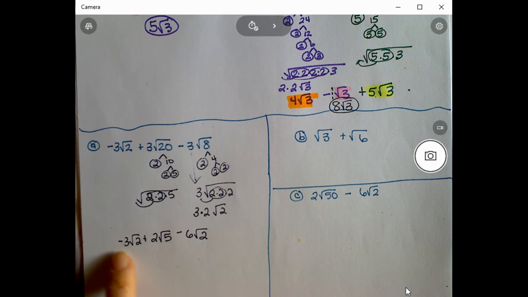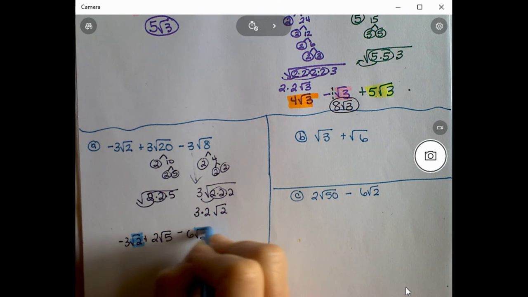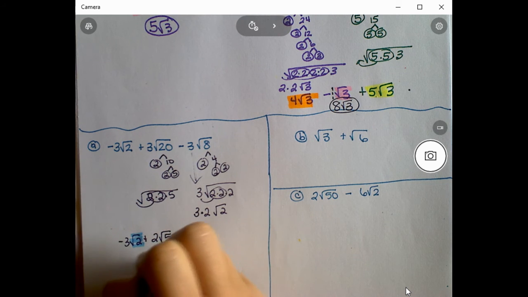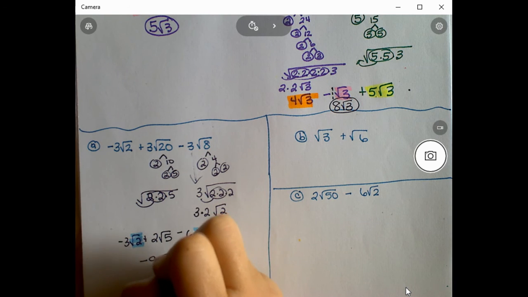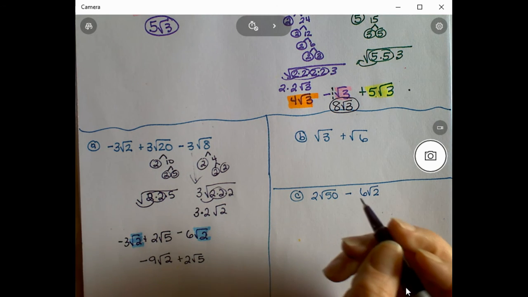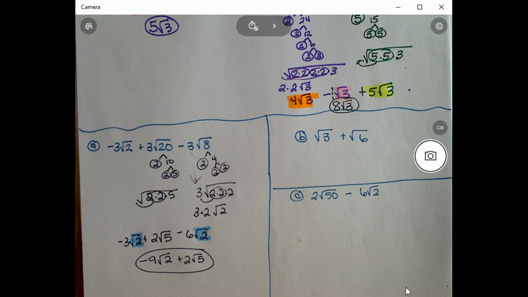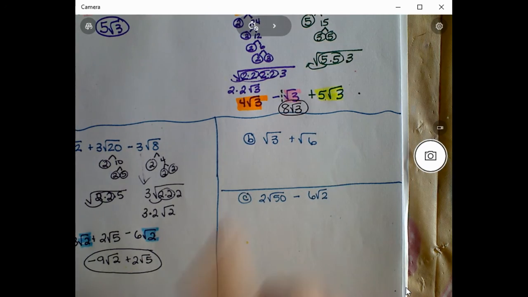All right, looking through these, which ones can we combine? We can combine the square root of 2 and the square root of 2 there. So negative 3 and negative 6 is negative 9 root 2. The radical stays the same. We couldn't combine 2 root 5 because it doesn't have like terms. So this is actually the answer to letter A because we combined all the like terms that we can combine.